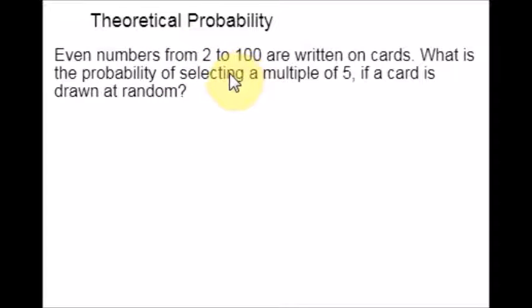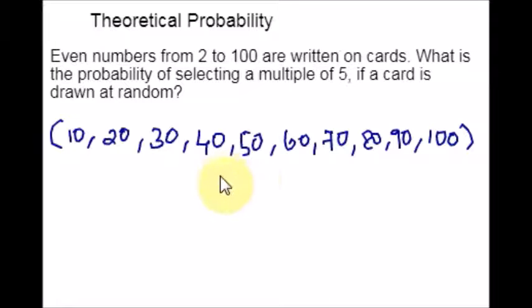They are all even. And all numbers that are also multiples of 5 would be multiples of 10. Am I right? So the numbers would be 10, 20 to 100. So there are totally 10 of them. So now finding the probability would be easy. The number that you prefer is 10, and the total number of all possible outcomes is 50 cards. So 10 out of 50.